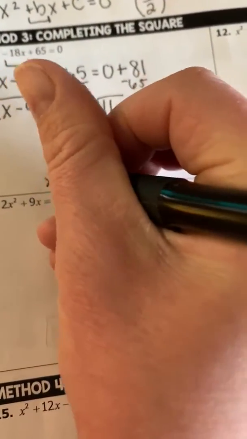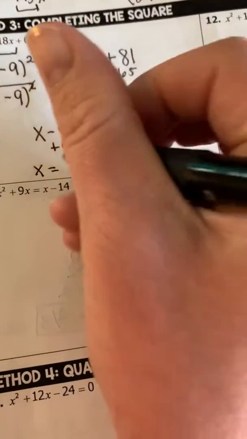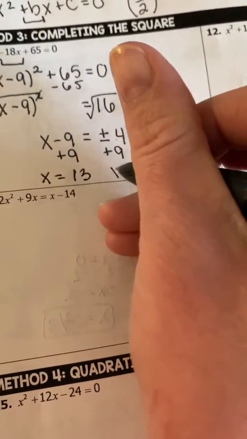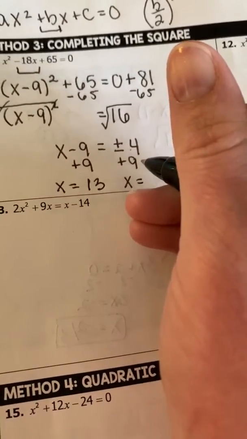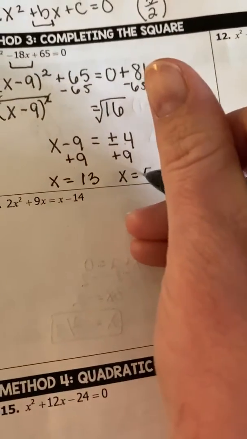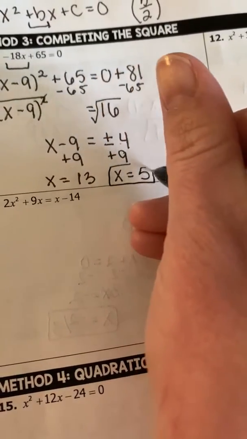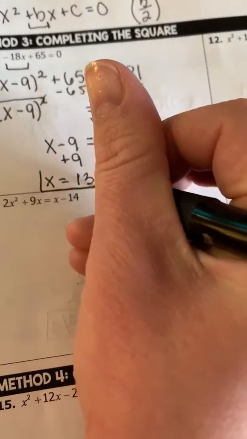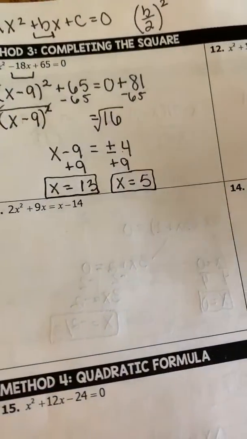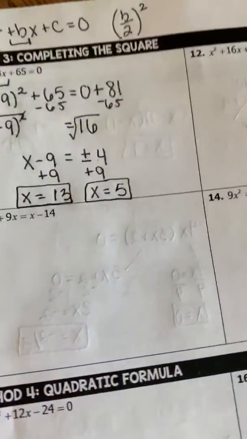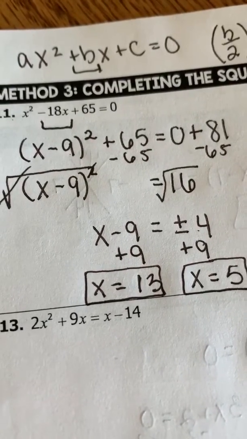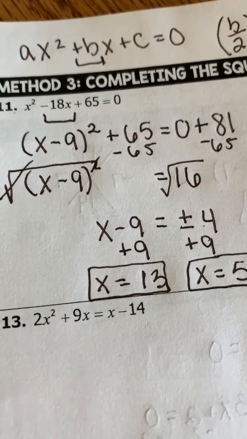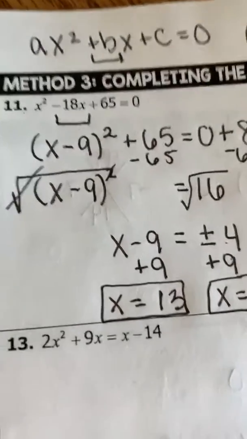X will equal positive 4 plus 9, that's 13. And x will equal negative 4 plus 9, that's the same as 9 minus 4, which is 5. So these are our 2 answers. All right, and I'm doing this live, so I didn't explain a lot because I want to keep these videos short and concise, but let's recap.